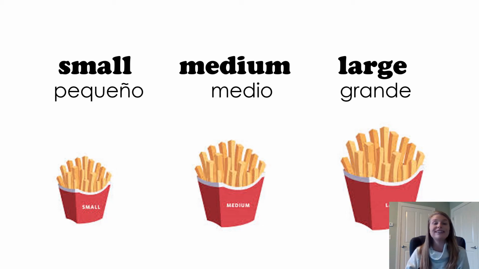Let's say that word together, size. Good. When you think about sizes in English, there are 3 important words. Small, medium, large. That's just like pequeño, medio, grande. Let's try that together. Small, medium, large.